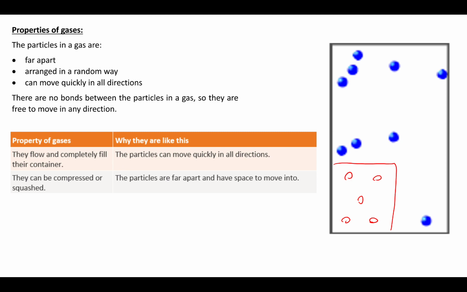So property of gas: they flow and completely fill their container. Why they're like this: the particles can move quickly in all directions. And the second property is they can be compressed or squashed. The particles are far apart and they have space to move into. So you can have gases at low pressure. If you make the container smaller that they're in, you can put the gas under higher pressure. You can move them together, so you can compress them, unlike solids or liquids.